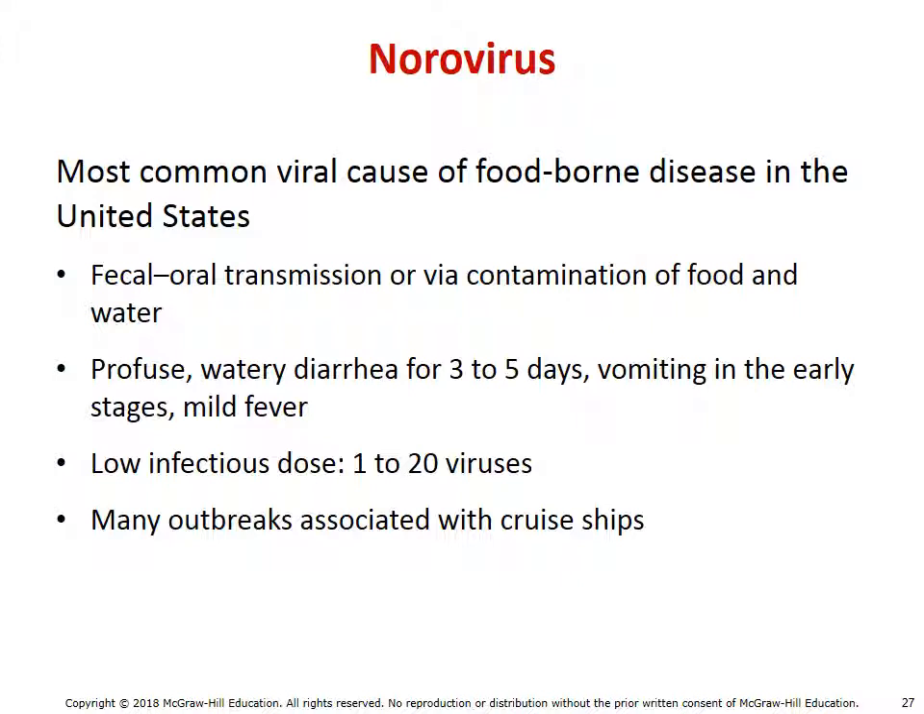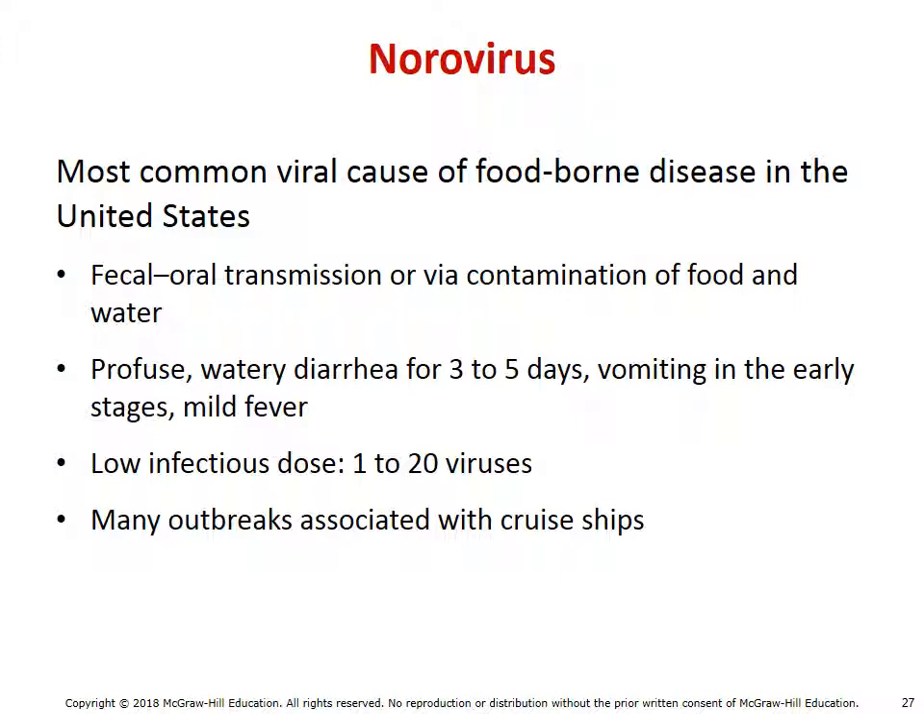Norovirus is actually a super common cause of foodborne disease in the U.S. What's often referred to as food poisoning could potentially be things like norovirus. There is such a thing as food poisoning, but food poisoning is very short term. So norovirus typically lasts for 3 to 5 days, including vomiting very early on and low fever.